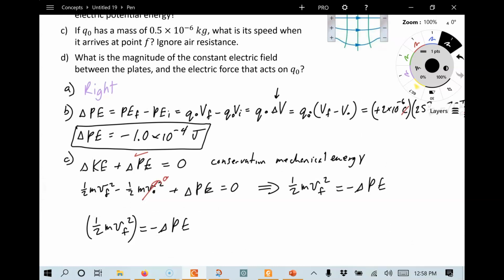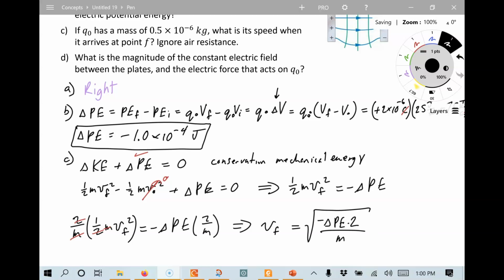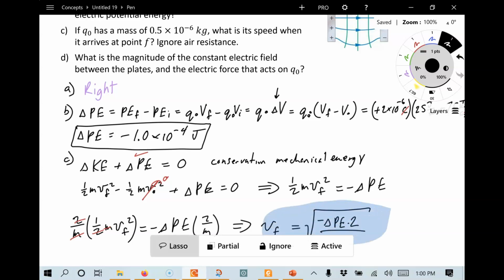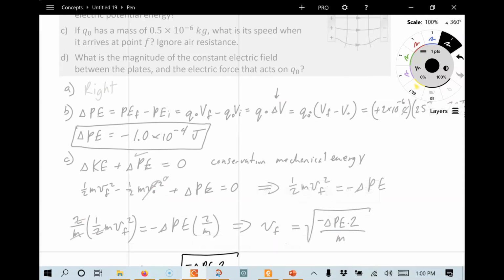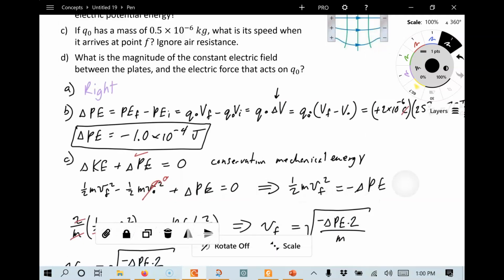We're going to go ahead and multiply by 2 and divide by m on both sides. Get rid of those m's and those 2's. And we're going to be left with V final squared is equal to, well, let's just go ahead and take the square root right now, negative delta PE times 2 divided by m. And now all we need to do is plug in our numbers in here because we know all these values, and then we'll end up getting our answer.